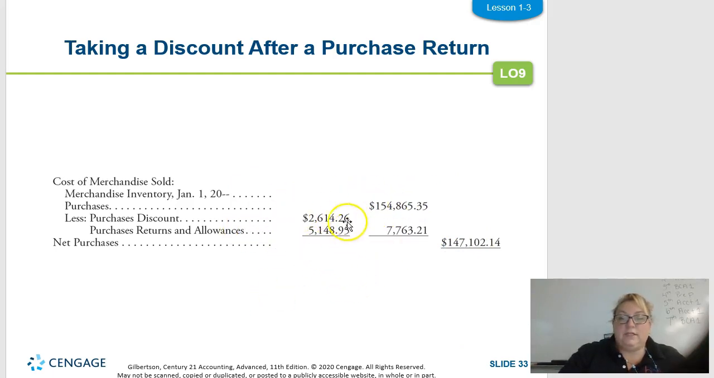They're going to give them to us. So our purchases, we're going to subtract out our discount and returns. Those two are added together. That's where the 7,000 came from. And then we subtract those two numbers, what we bought and then what we returned. That gives us the net amount of purchases for that, whatever that was. So grills, whatever.